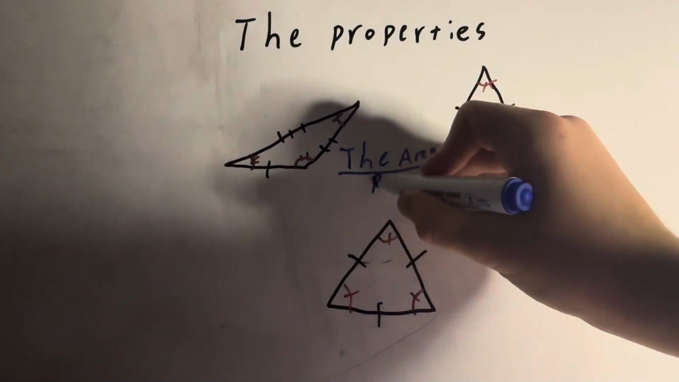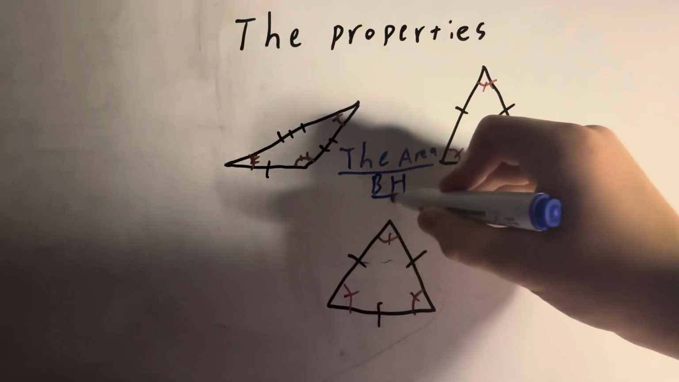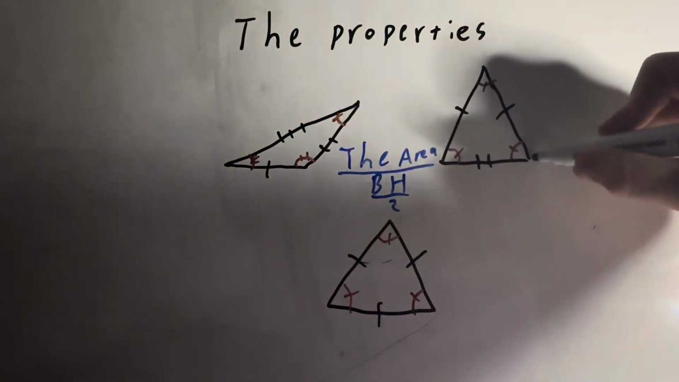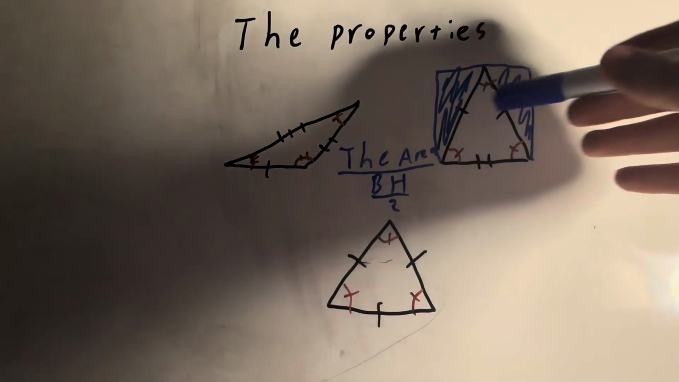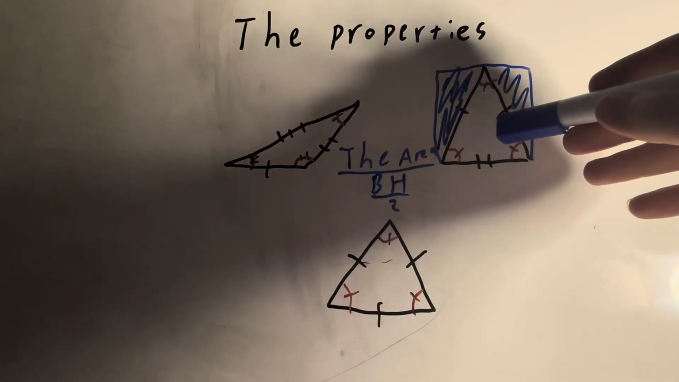The area of each triangle is base times height divided by 2. We can see that this is the base, and this will be the height. So we can see the blue shaded area is the same area as this triangle area.